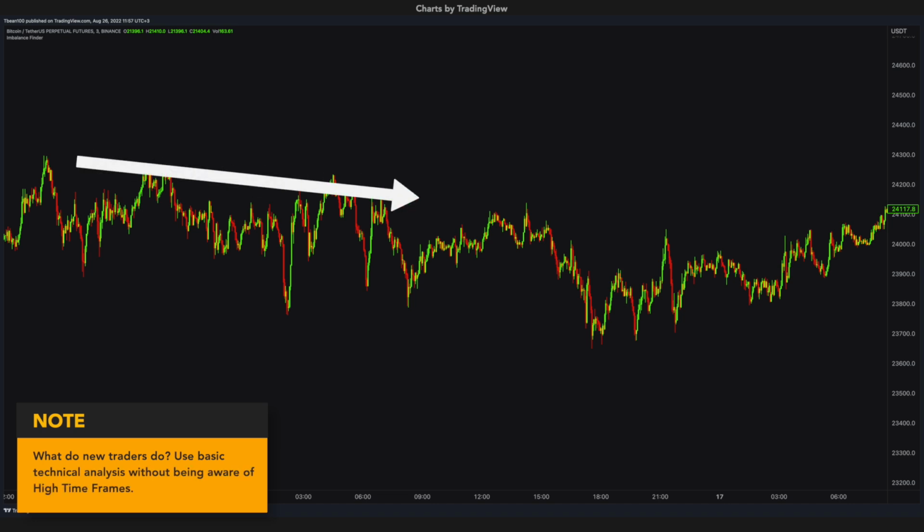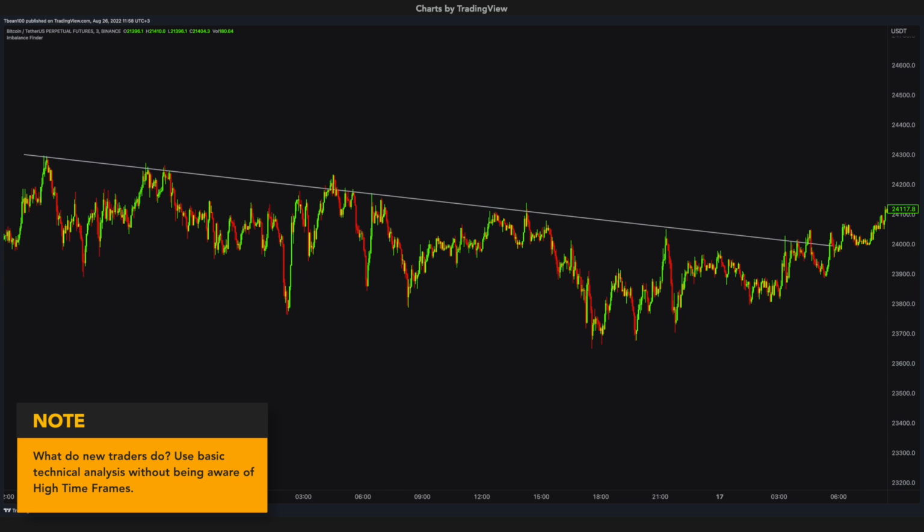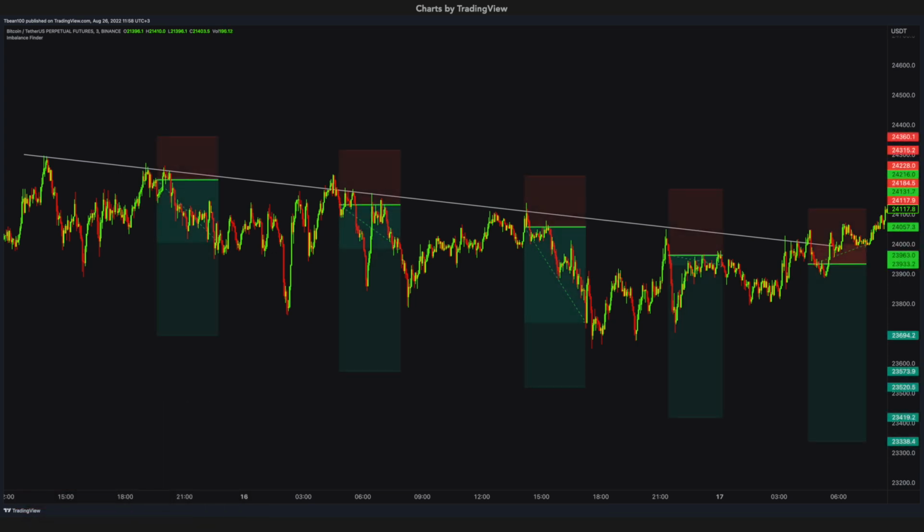Can you see the obvious downtrend here with this 3 minutes chart? Yes. How do new traders use this chart to open a position? From the trend resistance, right? Not bad at all.